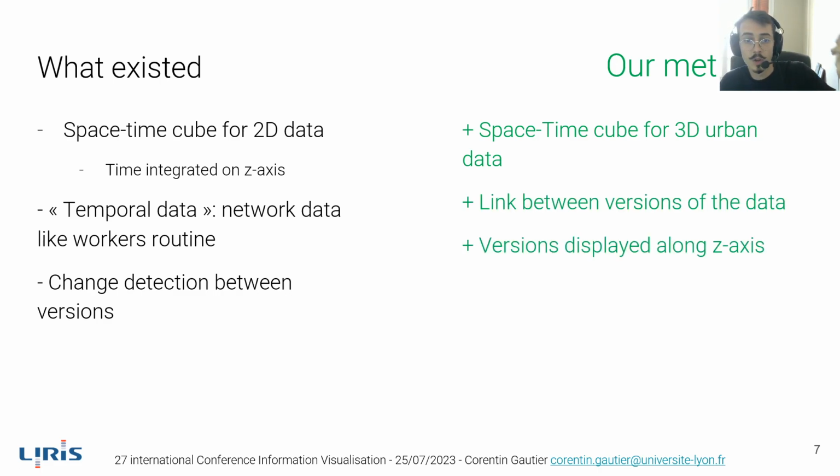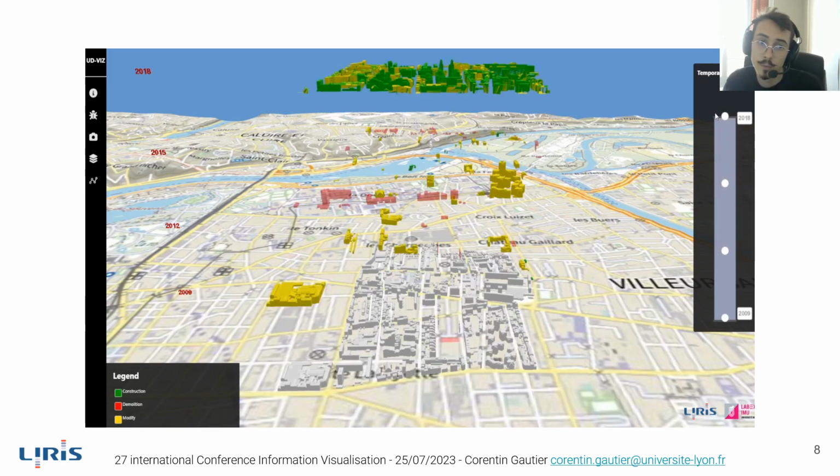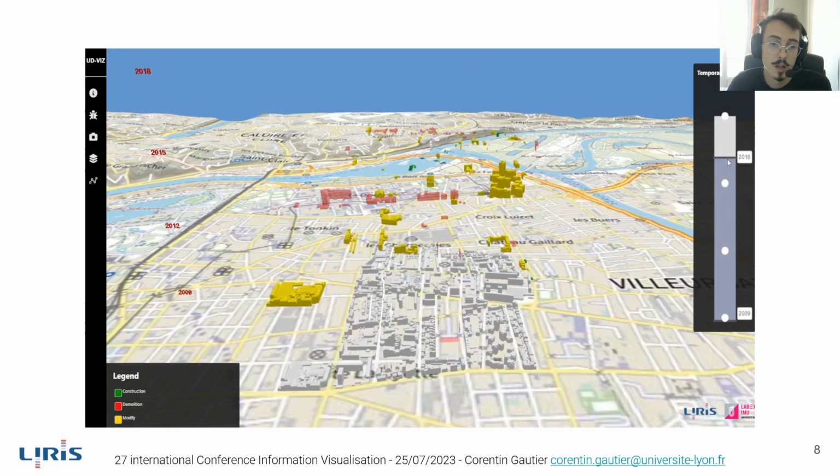We wanted to integrate different versions of the data along the z-axis, so integrate the time and also the coordinates in the three spaces, and link the different versions of the data through the representation of the space-time cube. So now we can see a little video of our method, and we will explain the different interactivity we have with this representation, how we made this kind of approach.